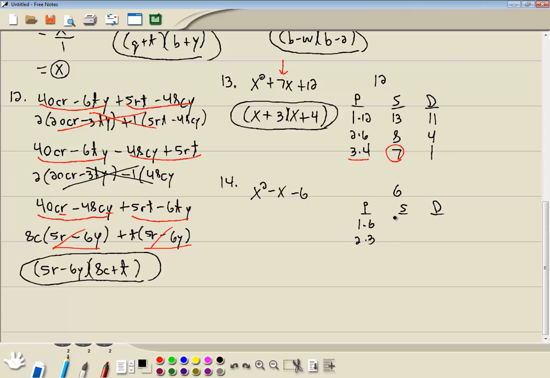Add them. 1 plus 6, 7. 2 plus 3 is 5. Subtract them, smaller from larger. 6 minus 1 is 5. 3 minus 2 is 1. Always looking for the number in the middle term, which is 1, which is right here, which means we use 2 and 3.